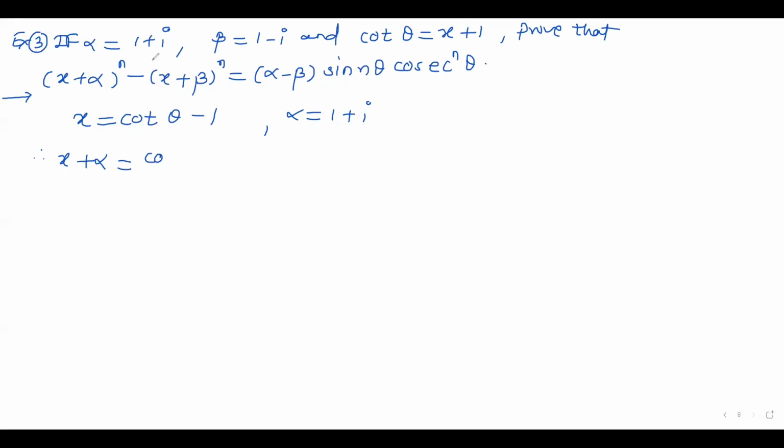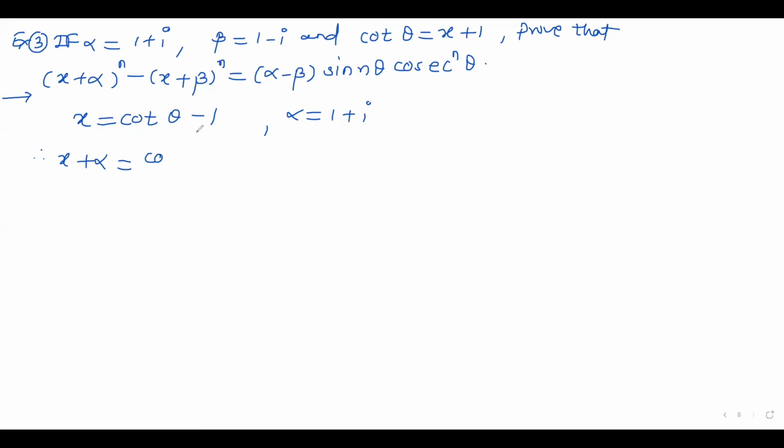Resume. So this is the question. If alpha is 1 plus i, beta is 1 minus i, and cot theta is x plus 1, then prove that (x plus alpha) raised to n minus (x plus beta) raised to n is (alpha minus beta) into sin of n theta into cosec raised to n theta. Right? So x is cot theta minus 1, alpha is 1 plus i.